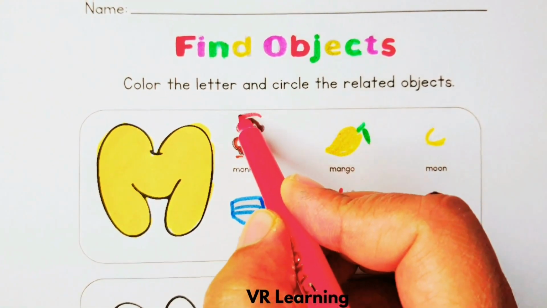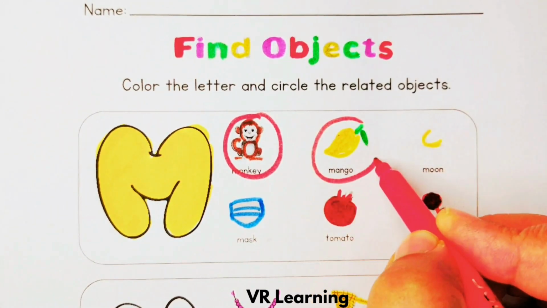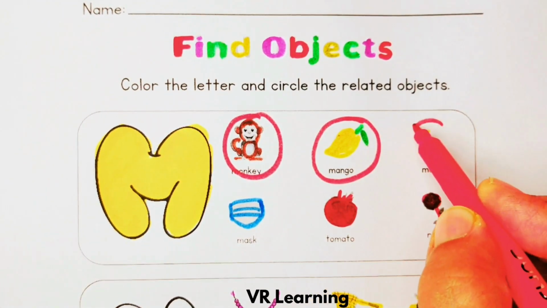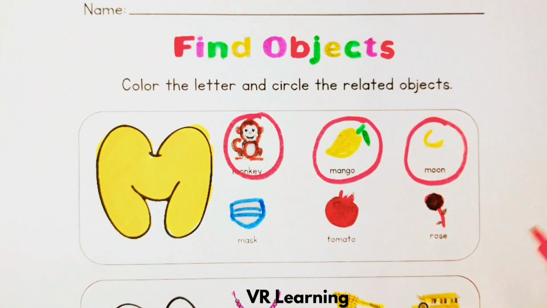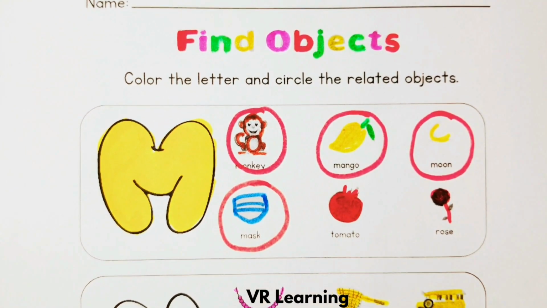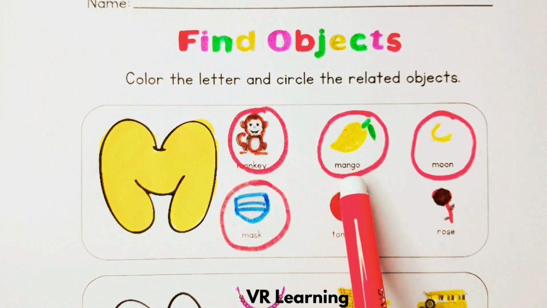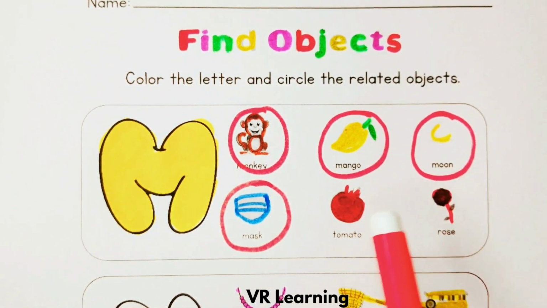M is for monkey, mango, moon, mask. Monkey, mango, moon, mask.